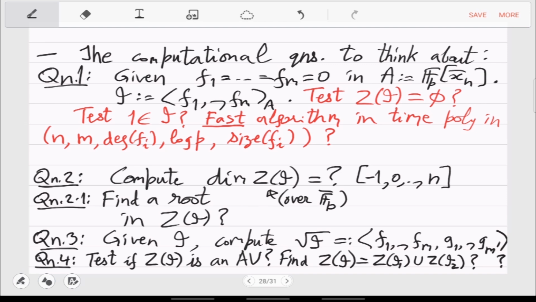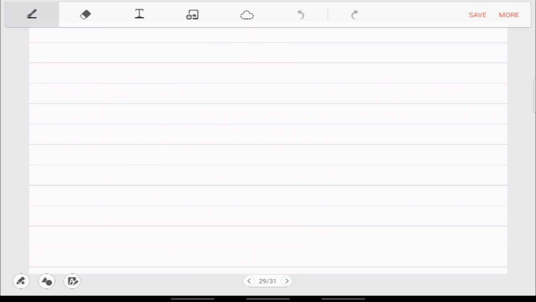Okay, any questions? So I leave you with these computational questions and move to a more abstract kind of varieties, which is called projective varieties.